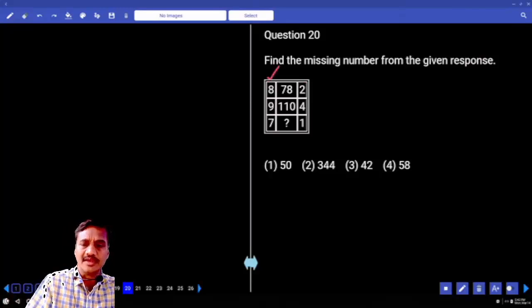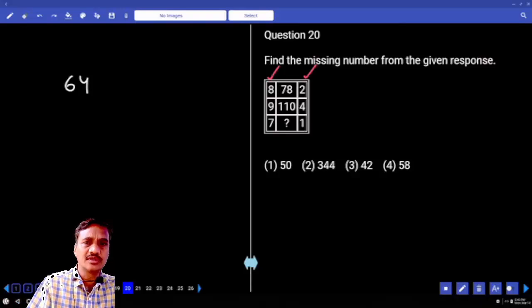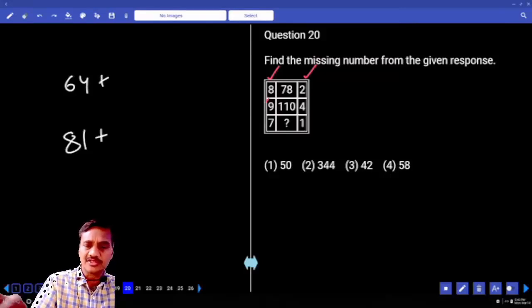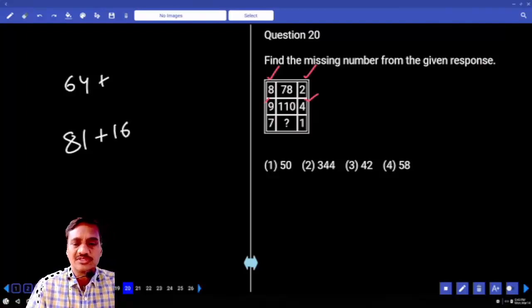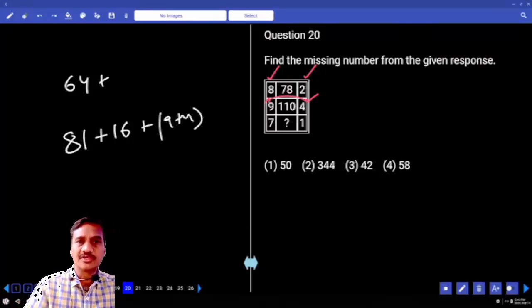Now here 8 square is 64. And what is 2 square? 2 square or 2 cube? Now 2 square is 4. Now 9 square, I told you, is 81. And next plus 4 square, if you observe here, 16. 81 plus 16 is 97, plus how much? Plus 9 plus 4. That works.